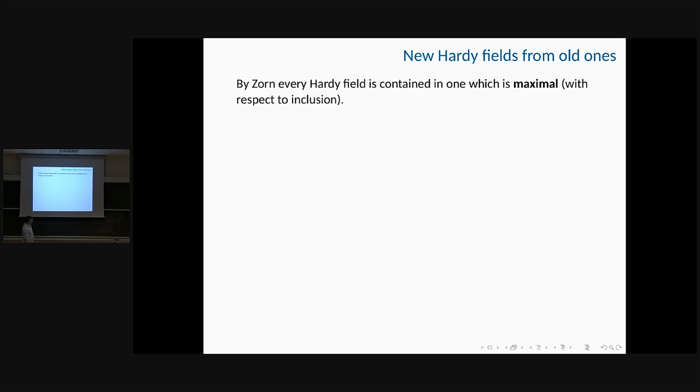Now, to simplify this kind of thinking, it's useful to focus on those Hardy fields that you cannot make any larger anymore. The logicians know Zorn's lemma, right? So the axiom of choice will always give you a maximal Hardy field extension. If you start with some H, just extend it until you cannot do it anymore, and that's a maximal one. So it's simply a tool to not having to say all the time, in some extension something happens. So I'll now focus on maximal Hardy fields, those which cannot be extended anymore.